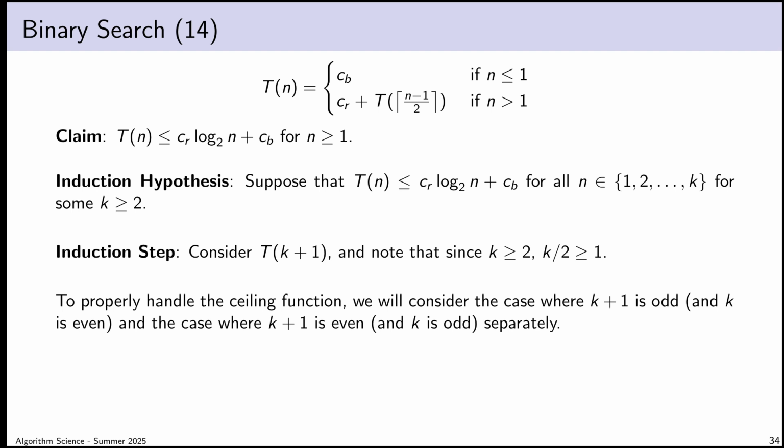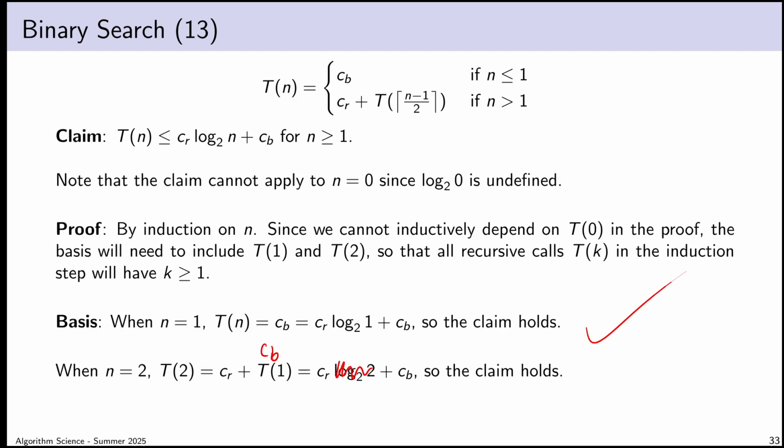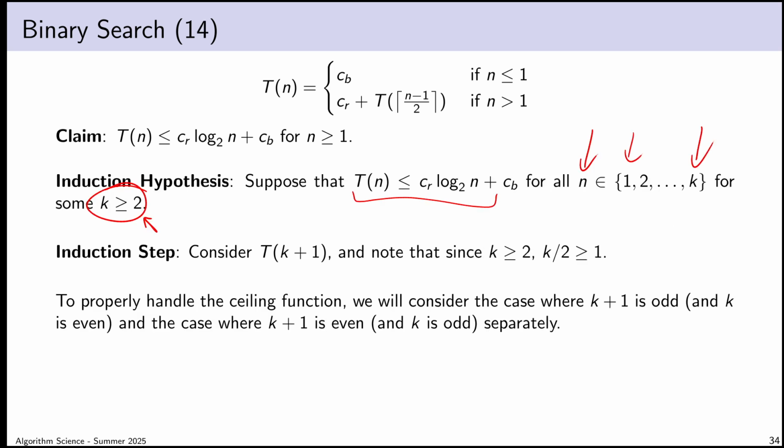So suppose that the claim holds for every value of n from 1 up to k for some value k. And notice that the value of k is greater than or equal to 2, so it does include my basis. It includes at least one element of my basis. And because it's a strong hypothesis, it's actually stating, if k equals 2, that the claim holds for 1 and 2. So both of my base cases do get included in this hypothesis. Now, induction step. Consider k plus 1. So I want to extend this range by 1.